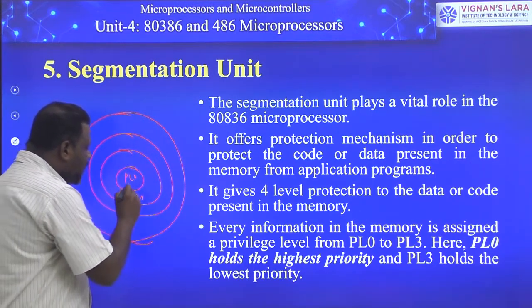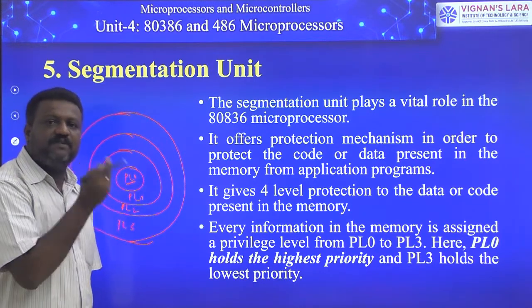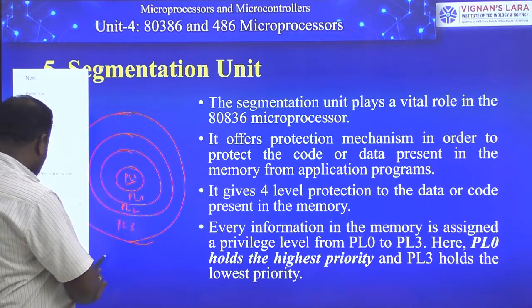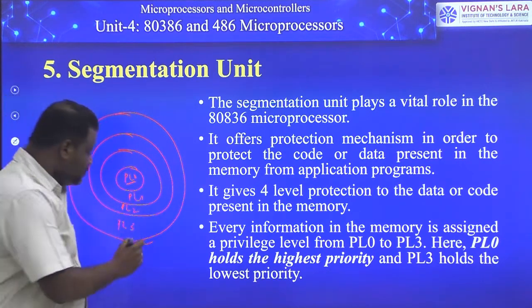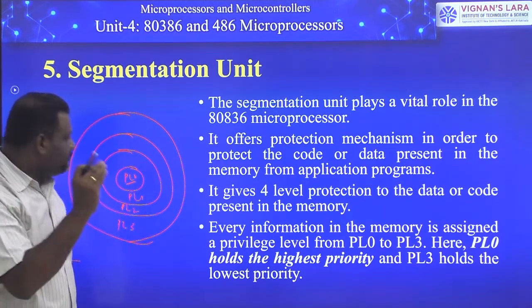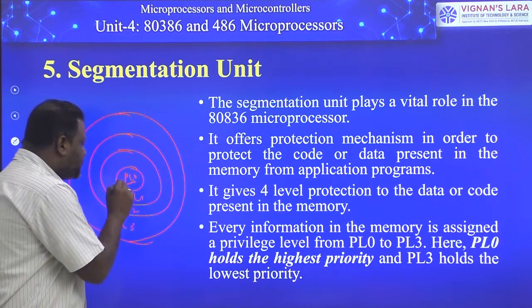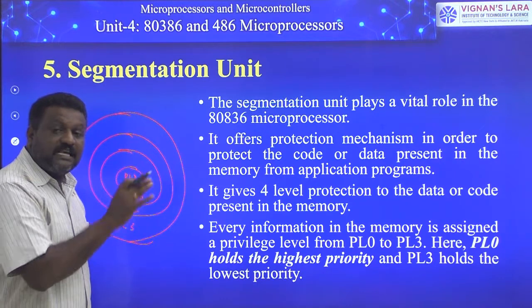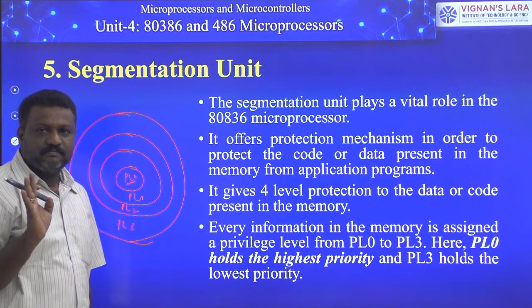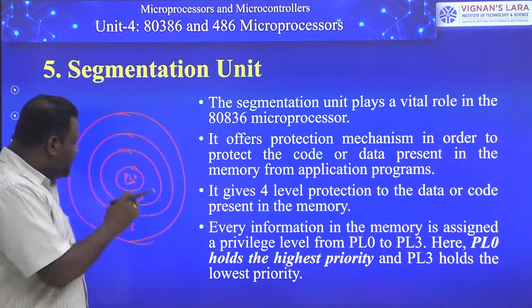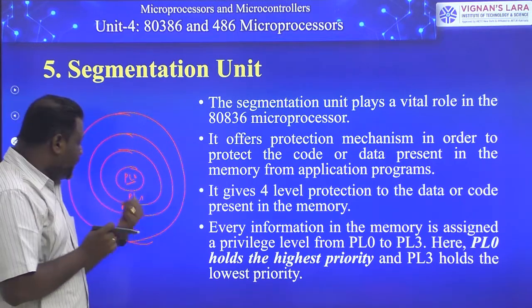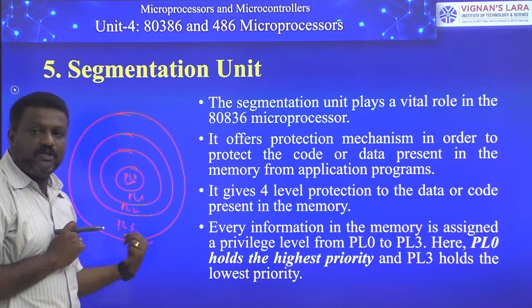Now see here, guys, PL0, privilege level 0, has the highest priority compared to PL3. PL3, privilege level 3, has the lowest priority. So remember, friends, if a person is able to access the information present in PL0, he is eligible to access the information from PL1, PL2 or PL3. I repeat my statement: if a person is able to access the information from PL0, the same person is able to access information from PL1, PL2 as well as PL3.